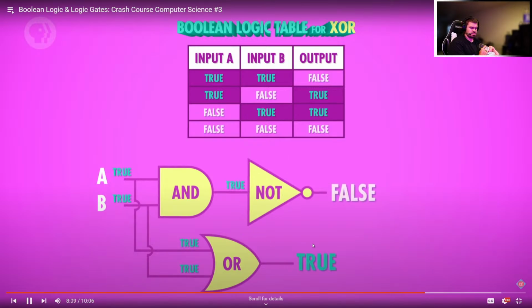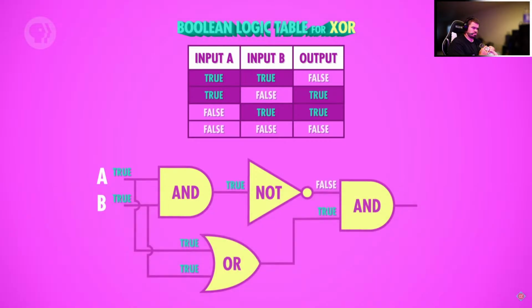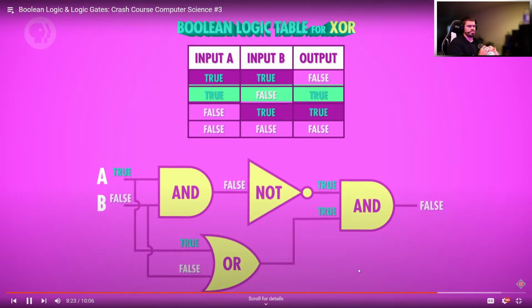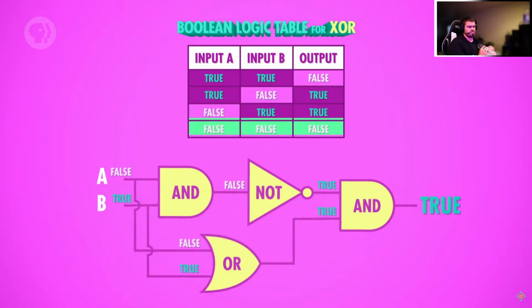Okay, now if we add a final AND gate and send it that value along with the output of our original OR gate, the AND will take in false and true. And since AND needs both values to be true, its output is false. That's the first row of our logic table. If we work through the remaining input combinations, we can see this Boolean logic circuit does implement an exclusive OR.